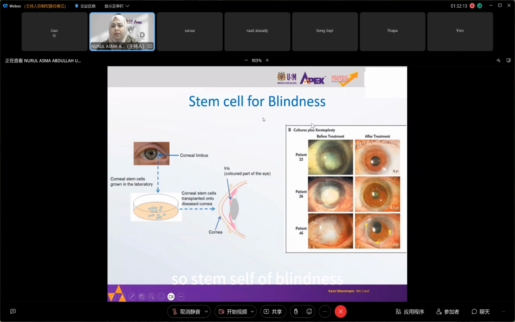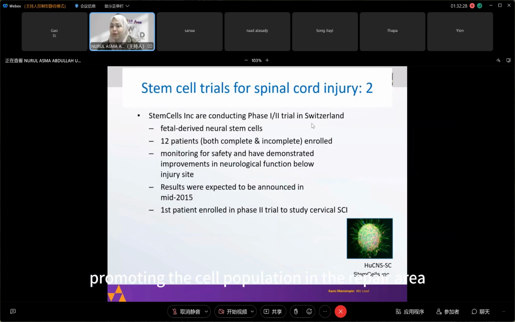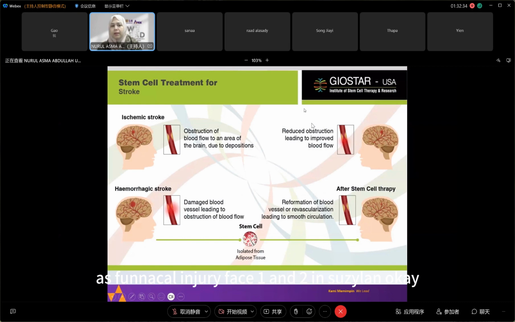Okay, so stem cell for blindness. If you can see before and after treatment, the recovery or repair is much better because you are promoting the cell population in the repair area. Spinal cord injury, phase 1 and 2 in Switzerland. Okay, so stem cell treatment for stroke.